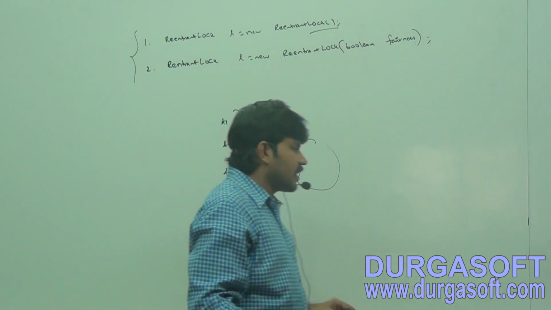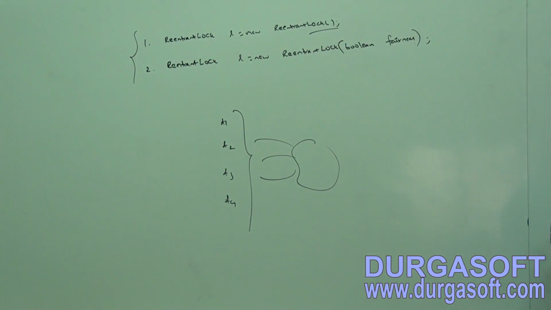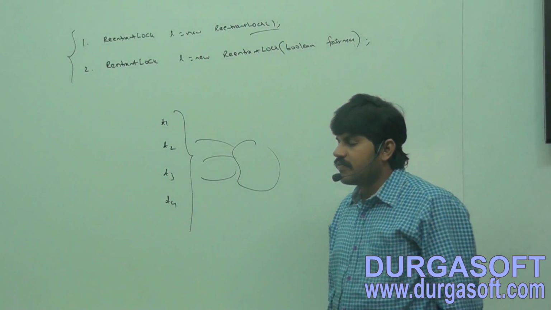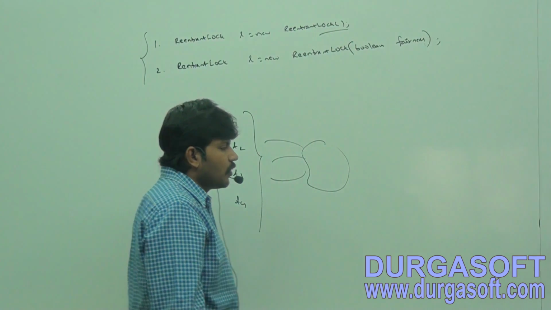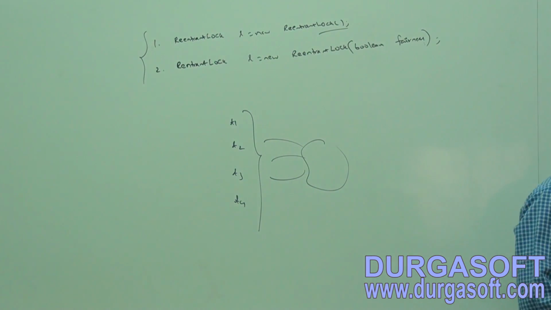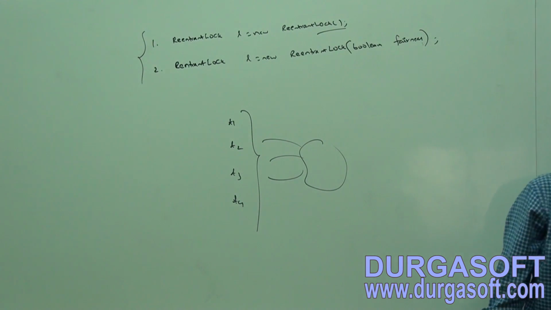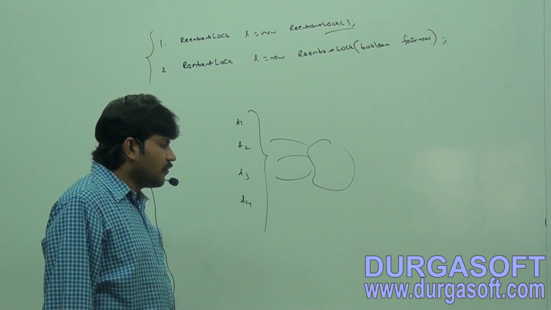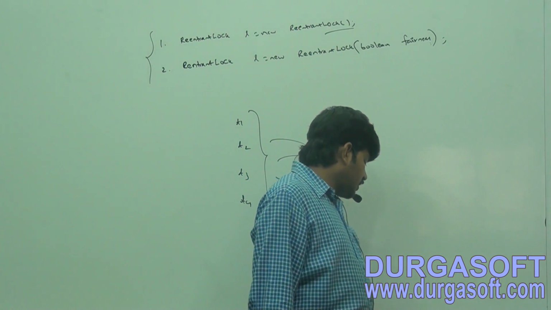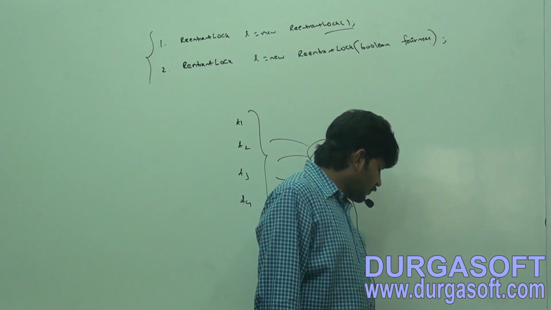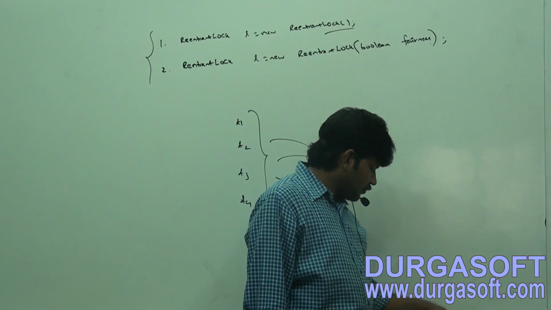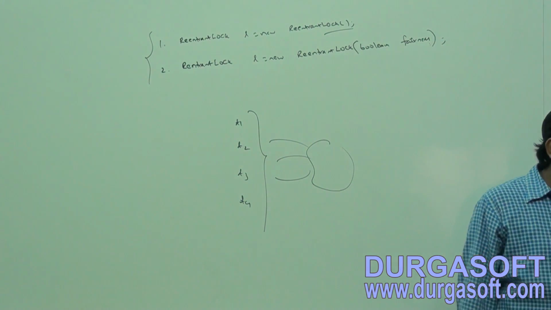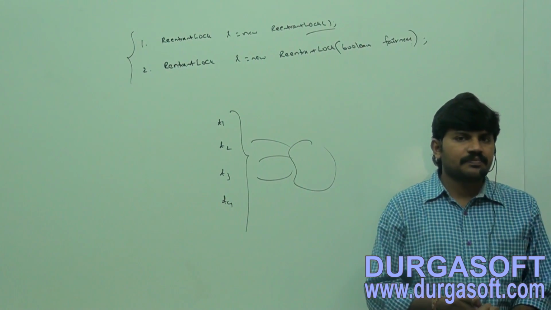Okay, take the second constructor: ReentrantLock l = new ReentrantLock(boolean fairness). It creates a ReentrantLock with the given fairness policy. Next up.